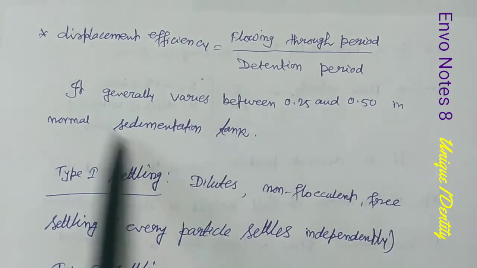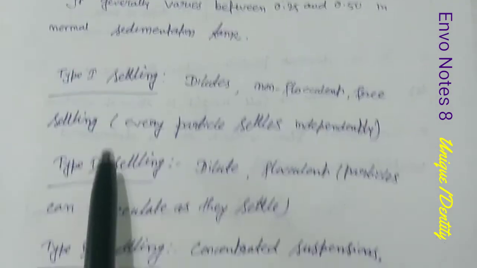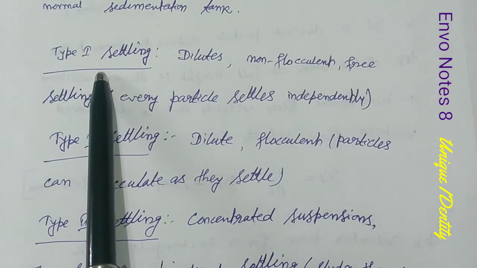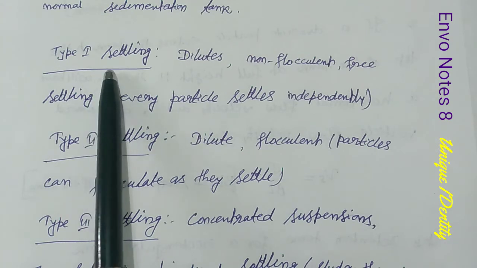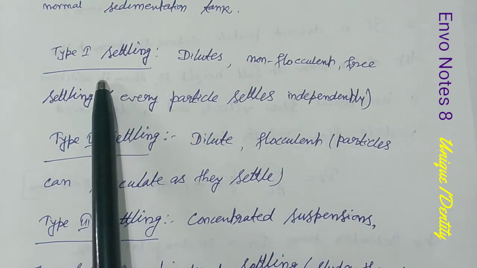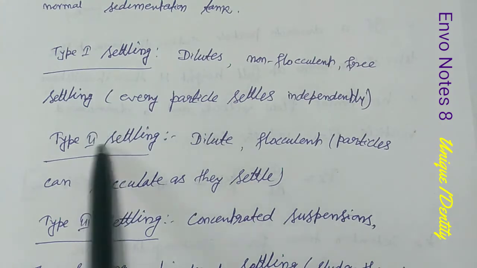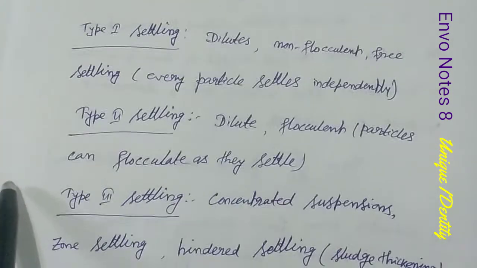This is important. So please note down. Next is type. I told you firstly that later I will explain what is type 1 settling, what is type 2 settling, and what is type 3 settling.